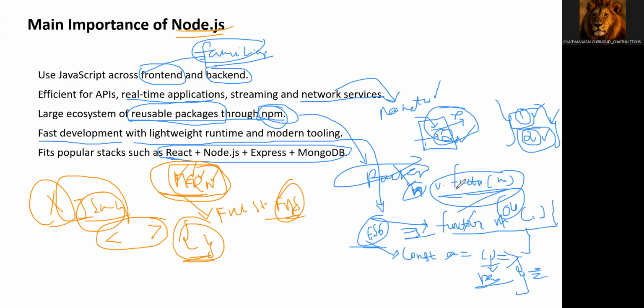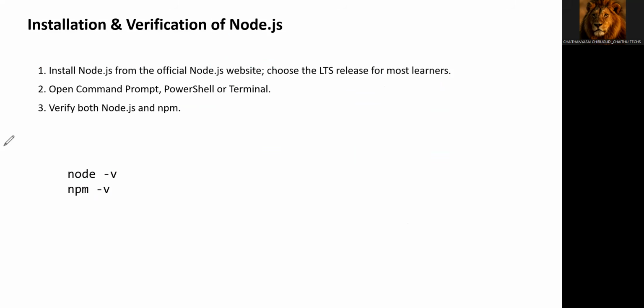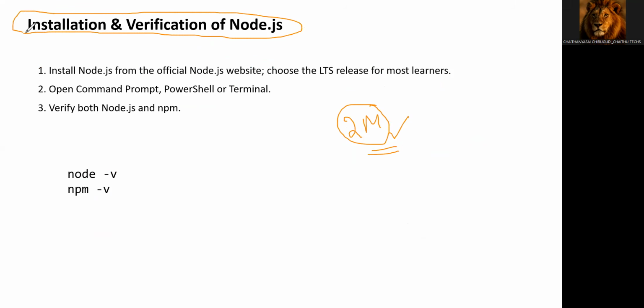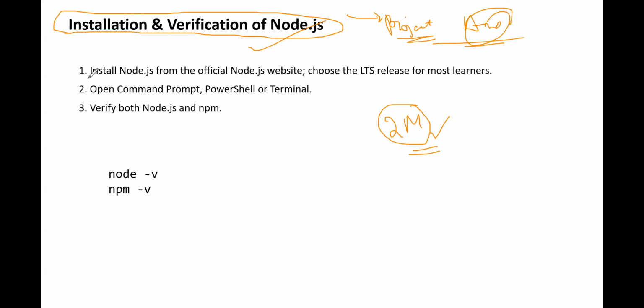Then we'll move to the next slide. From this slide, I can say that we can definitely get 2 marks in semester exams. Why? Because installation and verification of Node is very important and the first primary thing to start any project. Even Amazon developers will check this, definitely. That much important, so we will see what it is.